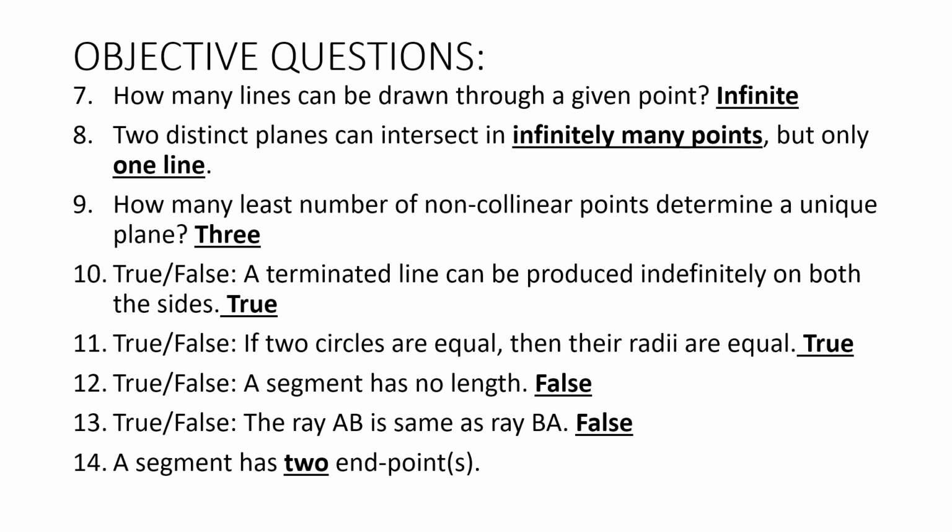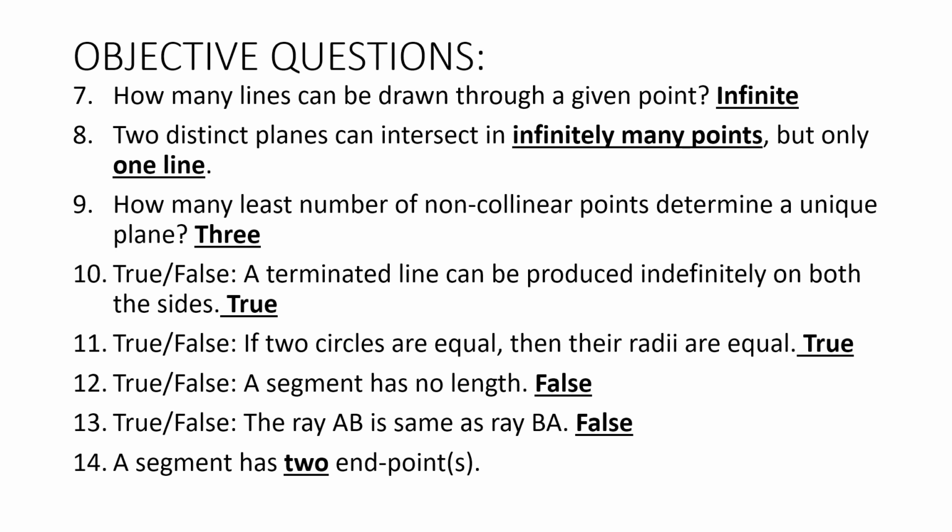True or false? If two circles are equal, then their radii are equal. This is also true by Euclid's axioms. True or false? A segment has no length. That is false. A line segment always has a definite length.